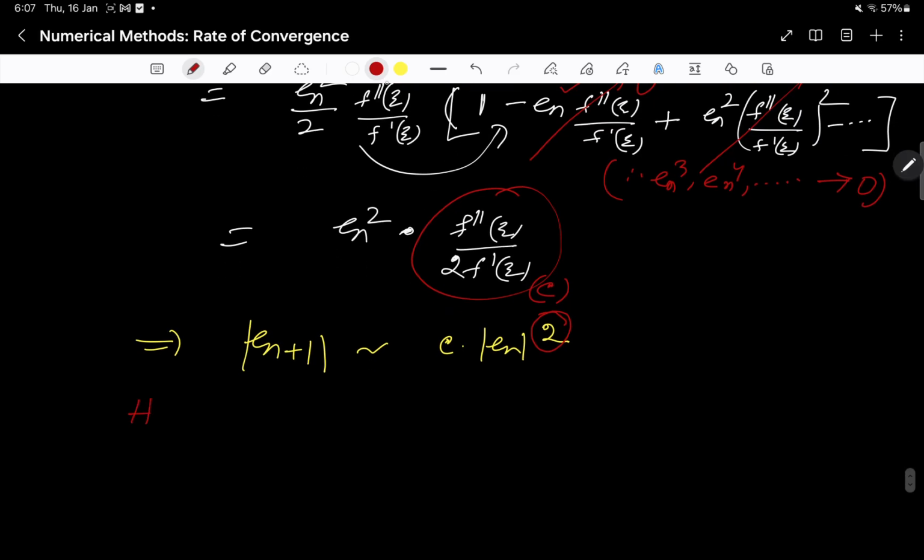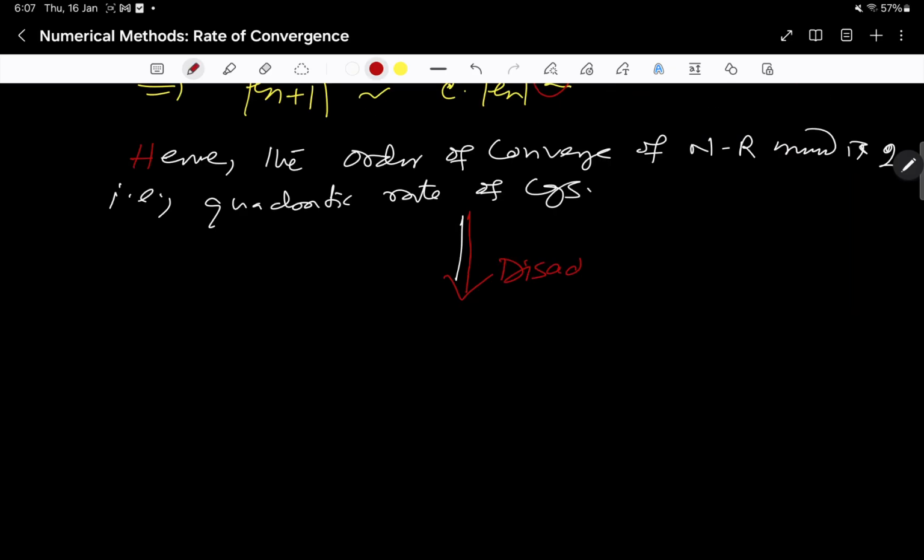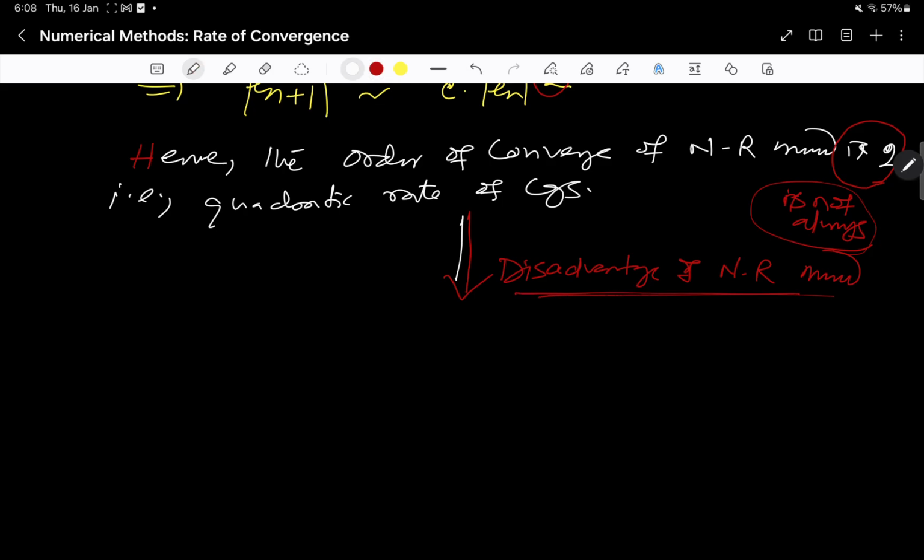So hence the order of convergence of NR method is 2, that is quadratic rate of convergence. Now another question, the disadvantage of NR method. Now the 2 is not always, mostly it is 2, but coming to the disadvantage in NR method.